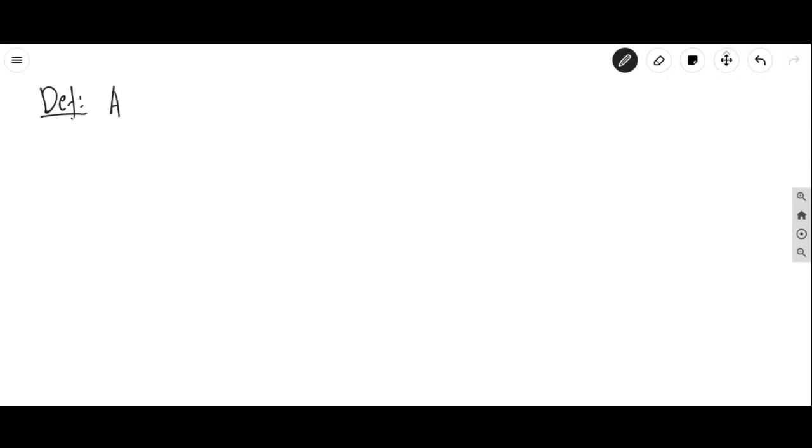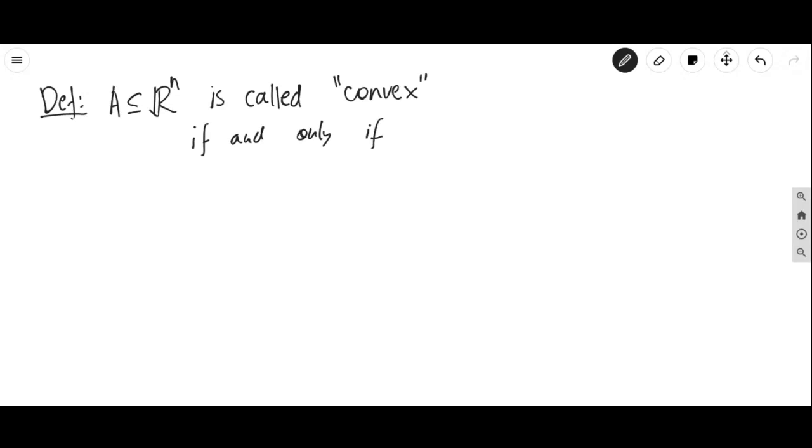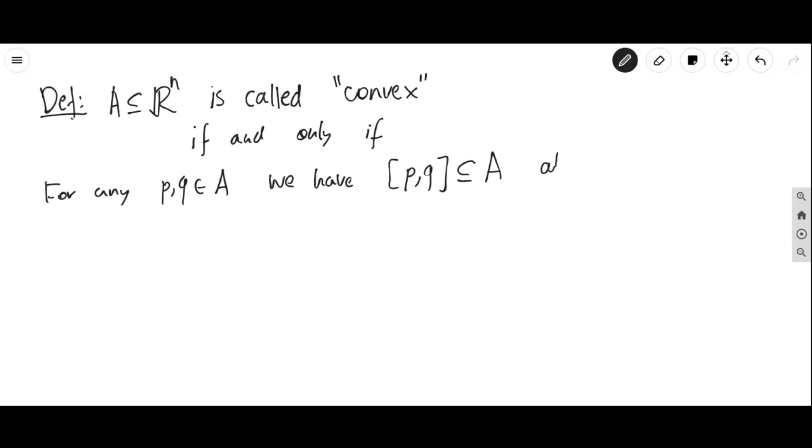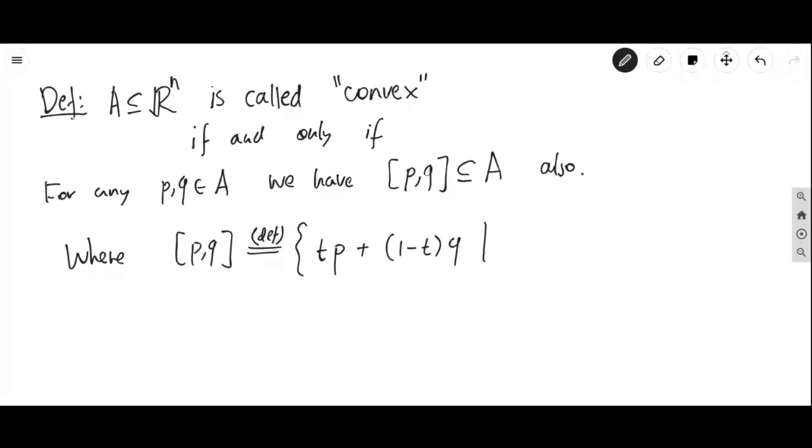A set A in R^n is called convex if and only if it satisfies the following property. For any two points p and q in A, we have that the line segment from p to q is contained in A also, where the line segment from p to q is equal to, by definition, this is the way you write it: t p plus (1 minus t) q, where t is a real number.